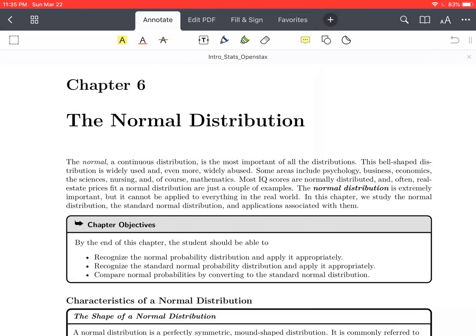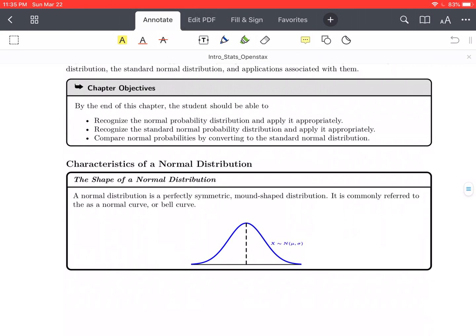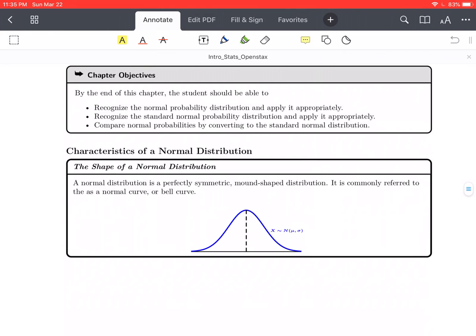Hi everybody, so we're moving into chapter 6. We're talking about the normal distribution. This is the primary distribution that we're going to be using throughout statistics. This is our bell-shaped curve that we've talked about a little bit so far. We describe the normal distribution using a capital N, and we look at primarily the mean and the standard deviation of this normal distribution.